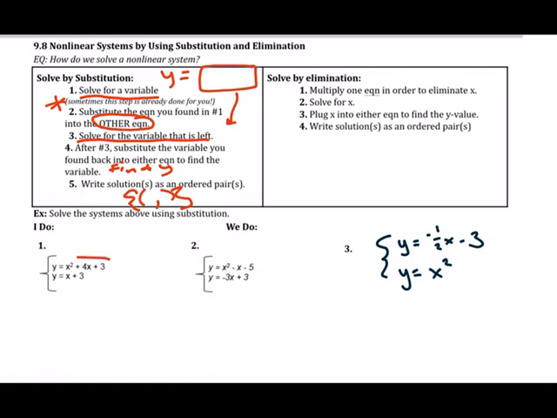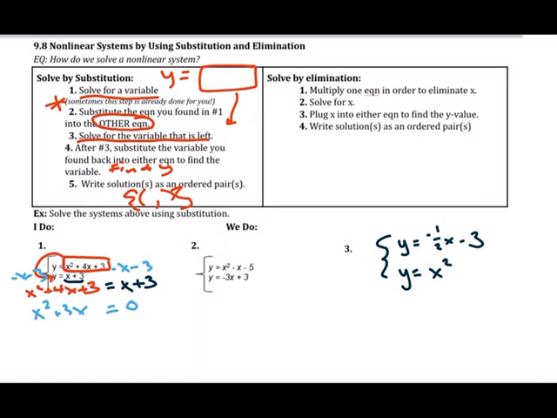In example number 1, I have y equals this already. So y is already isolated, so I can substitute that in for y in my second equation. So x squared plus 4x plus 3 is going to equal what y equals down here, x plus 3. Then I'm going to get everything on the same side. So I'm going to subtract x and subtract 3 on both sides of the equation. So x squared, 4x minus x is 3x, plus 3x. Negative 3 and positive 3 is 0. So x squared plus 3x equals 0.